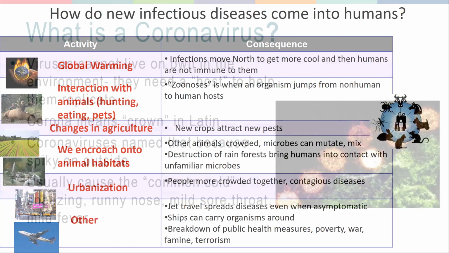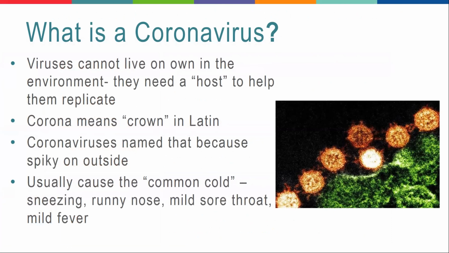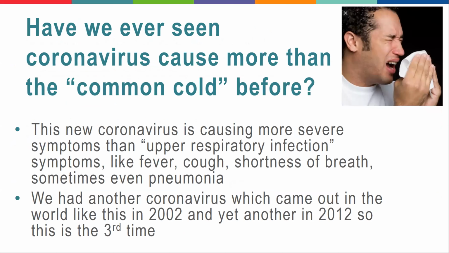And so remember that for a coronavirus, the corona aspect refers to these little spikes on the surface, and they usually cause the common cold. So it's not like these coronaviruses aren't everywhere. They're everywhere. But there have been three times in recent human history when a coronavirus has come out causing a more severe lower respiratory infection. One was in 2002, one was in 2012, and this is our third time.